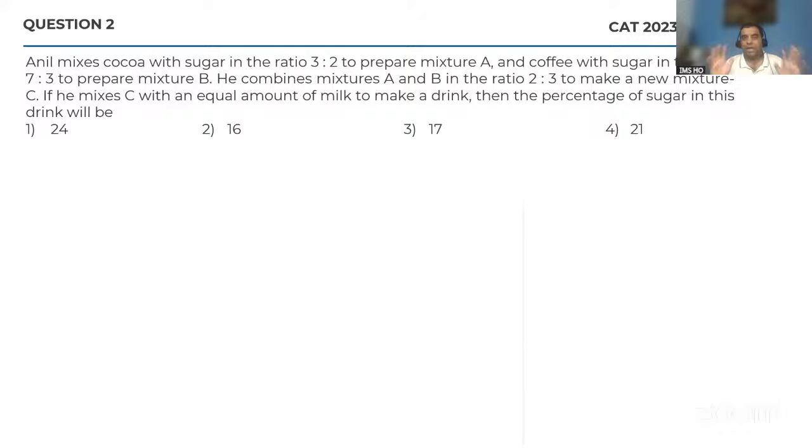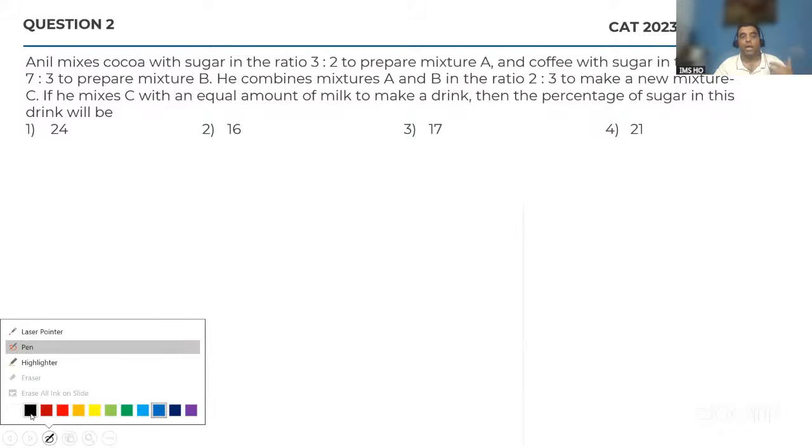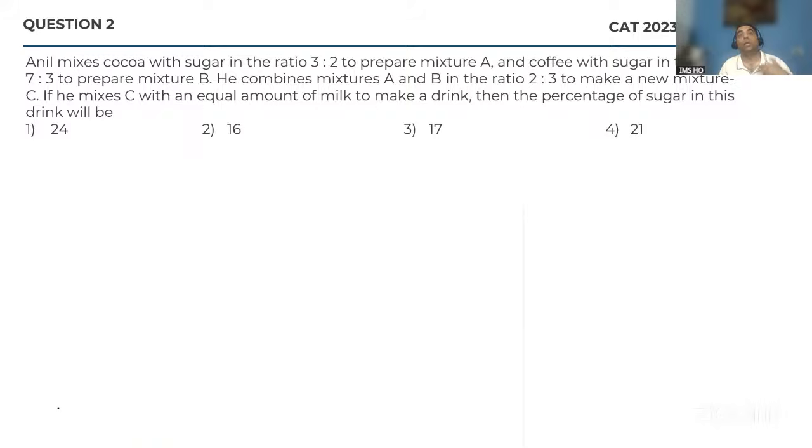Let's do it step by step, with the basic approach first, and then we'll look at why and how multiplying with ratios will help me solve it at a faster pace. But first of all, with a very basic method. Now, let me just write this data.